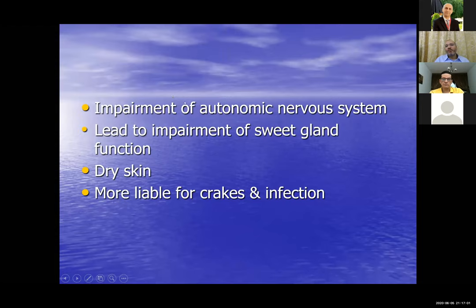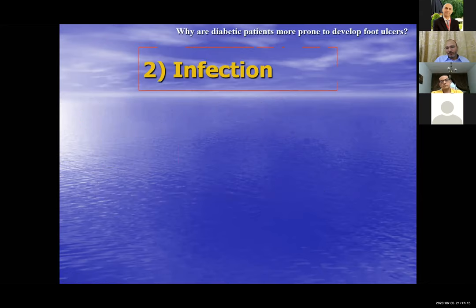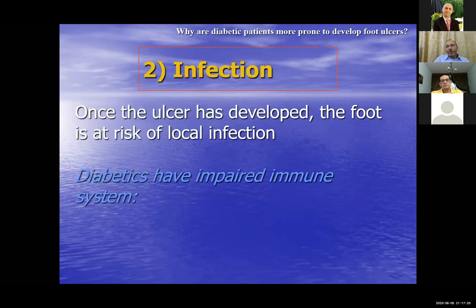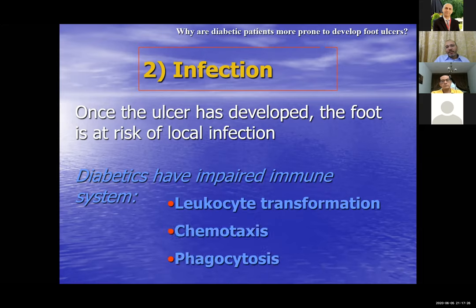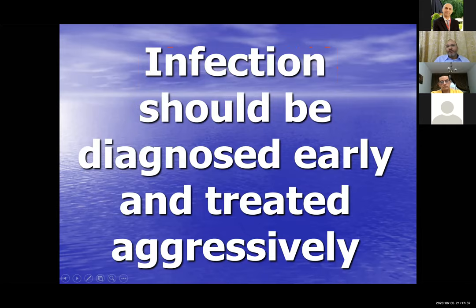Also, the impairment of sensation and impairment of the autonomic nervous system lead to affection of the sweat glands. The skin will be dry and cracked. This cracking skin will lead to ulceration and infection of the foot. The second etiology is infection. Infection mostly occurs because there's dry skin, cracks in the skin, and ulcers that allow entry of bacteria. And with diabetes, there is decreased immunity, because leukocyte transformation is affected, chemotaxis is affected, phagocytosis is affected, which will lead to infection. Infection should be diagnosed early and managed aggressively.